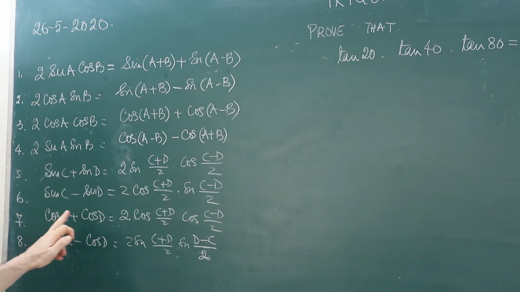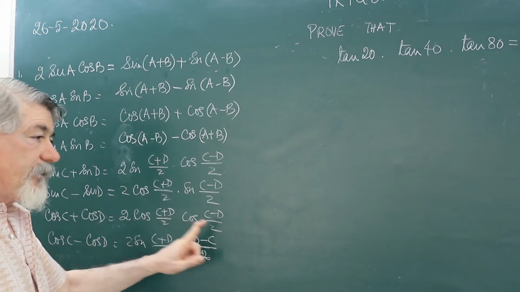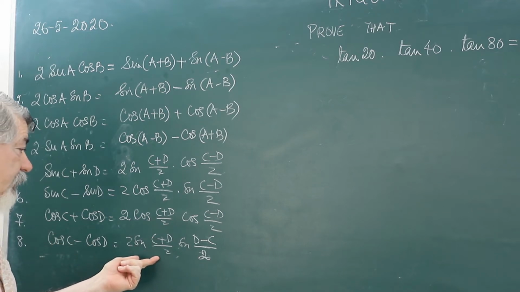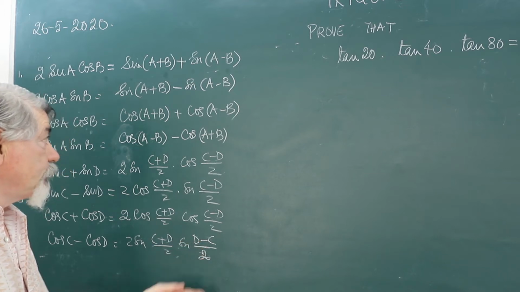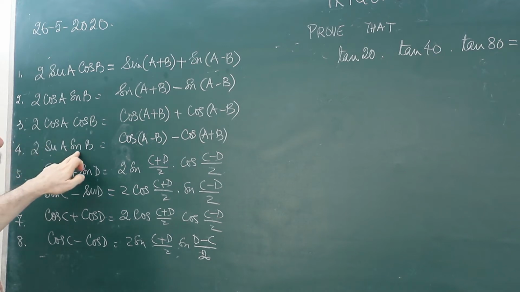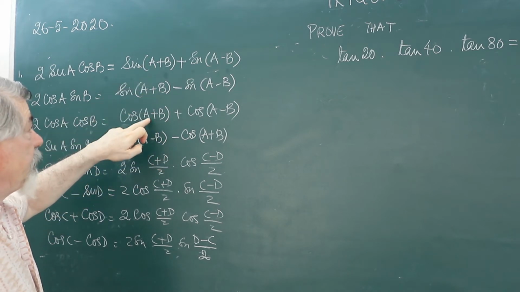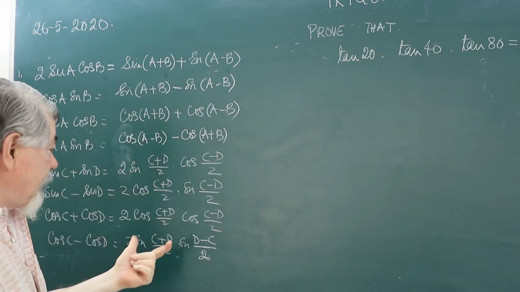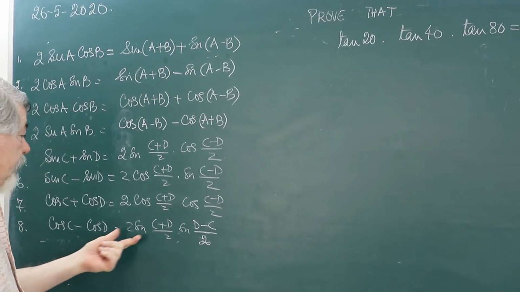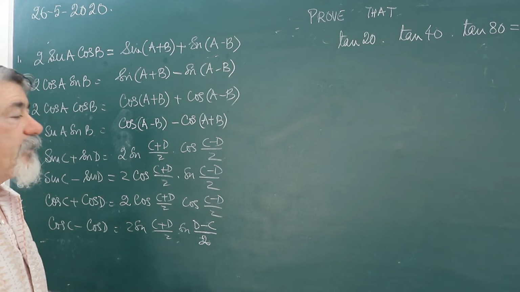For example, cos C plus cos D is 2 cos C plus D upon 2, cos C minus D upon 2, and cos C minus cos D will be 2 sin C plus D upon 2 and sin D minus C by 2. In all these formulas, you have to notice that only in the formula for sin A sin B, cos A minus B is coming first. Otherwise everywhere A plus B comes first. Here A plus B comes second. And in this last formula, cos C minus cos D, you get 2 sin C plus D by 2, but sin D minus C by 2, not C minus D upon 2.